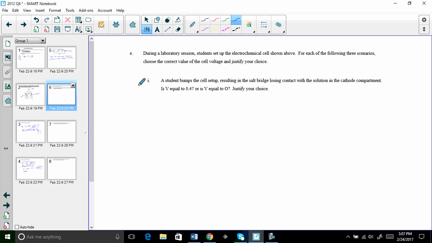Next slide. During a laboratory session, students set up an electrochemical cell shown above. For each of the following three scenarios, choose the value of the correct cell voltage and justify your choice. Student bumps the cell, resulting in the salt bridge losing contact with the solution in the cathode compartment. Is V equal to 0.747 or is V equal to 0? Justify your choice. Okay, V equals 0. That's the answer to the question.